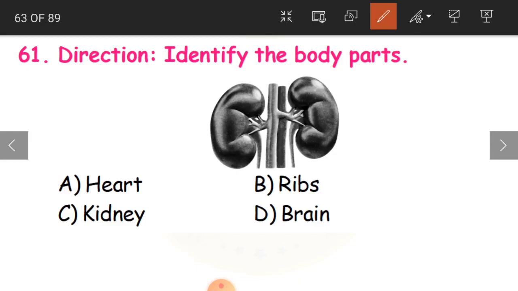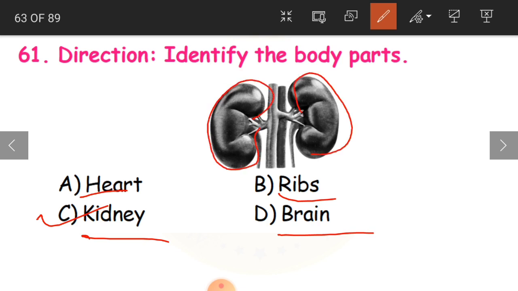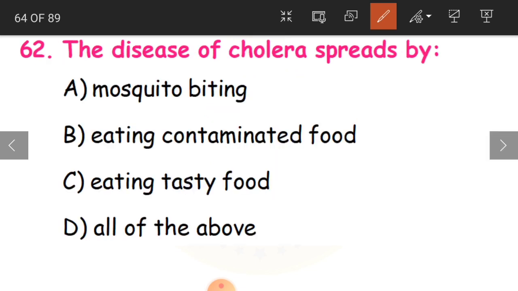Here you have a picture of an organ of our body. What is it? Is it a heart? Are they ribs? Is it kidney or brain? And the answer is kidney. In the shape of a bean seed, children, we have the kidney. Clear? Now, 62nd question.